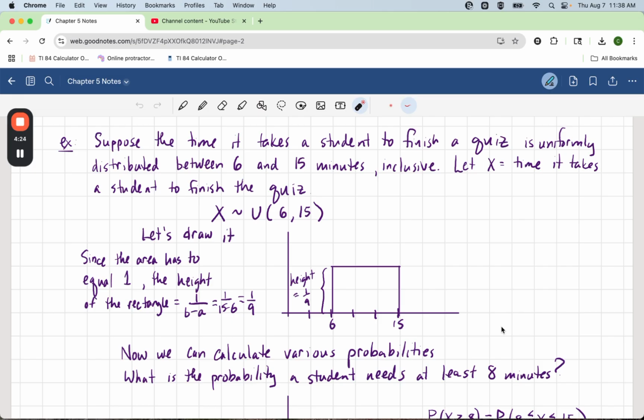Because, and I didn't state this earlier, but the whole area always has to equal 1. Because that's what the probabilities all add up to, is 1. Okay? In any distribution function, the probabilities always add up to 1.